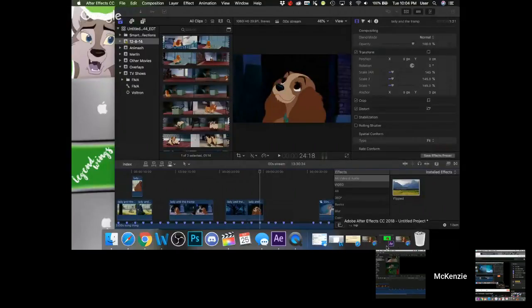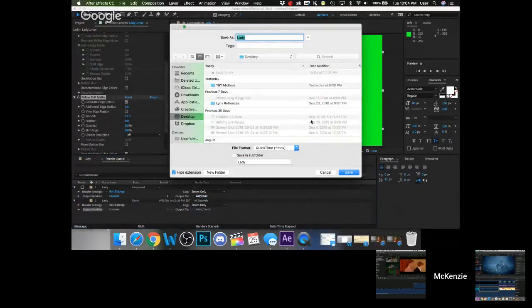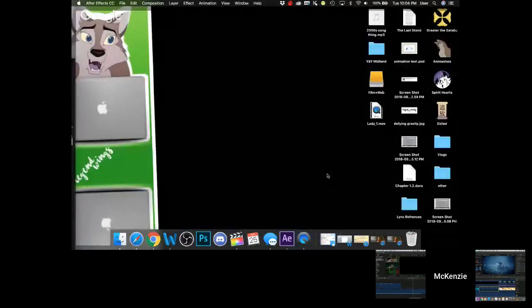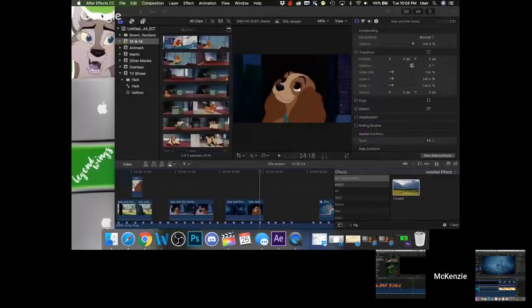Where'd this file go? Where'd I send it to? Problematic. It went to my desktop? It did. It went to my desktop. Now the question is, do I have to convert it over or is it fine as an MOV?